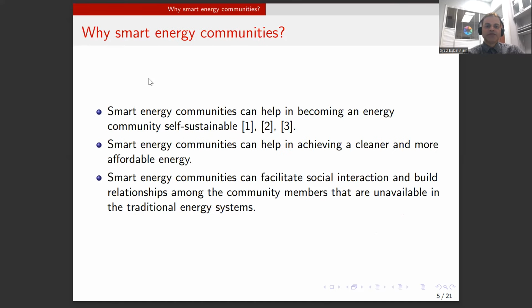The smart energy communities can help us in becoming an energy self-sustainable community. They also can help in achieving cleaner and more affordable energy. Smart energy communities can facilitate social interactions. The community members can interact with each other. All these facilities are not available in the traditional energy systems.